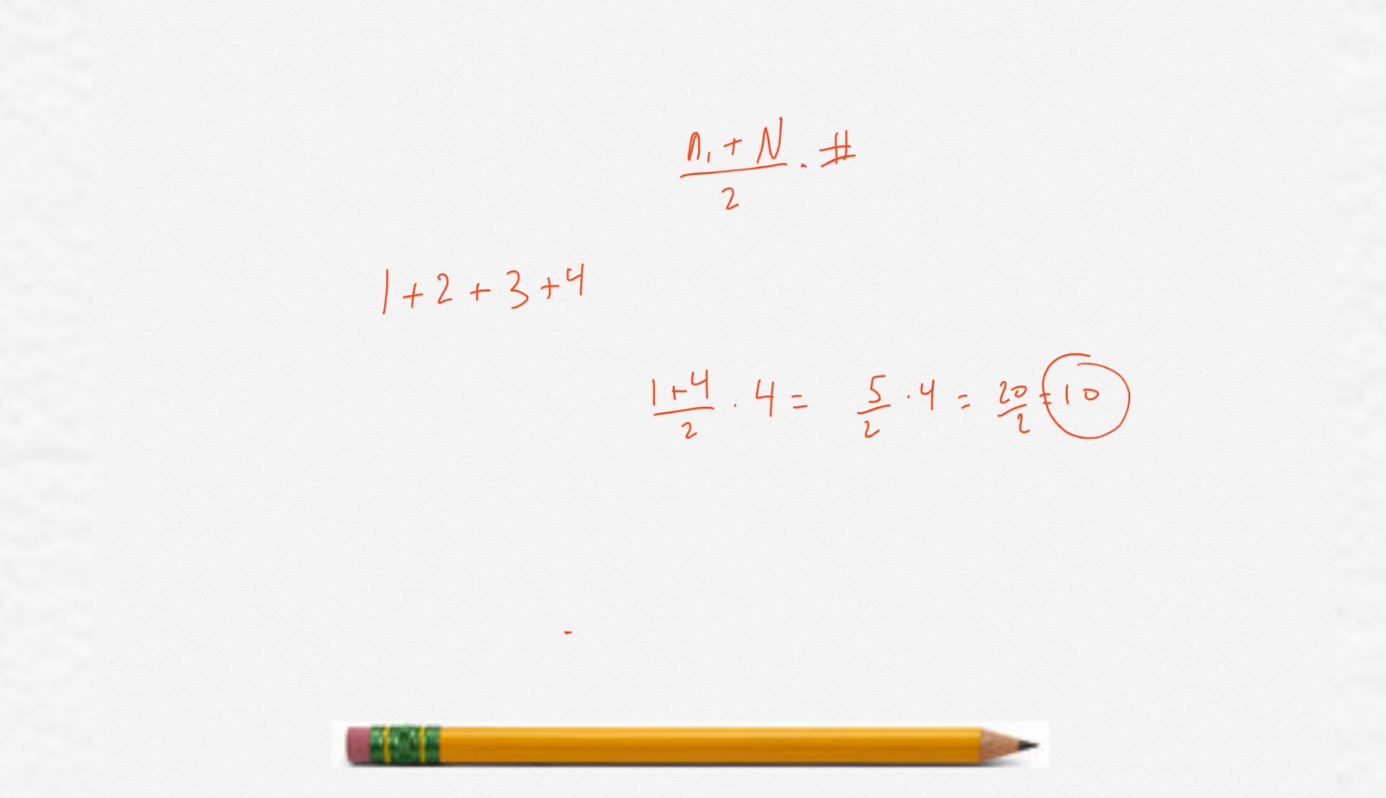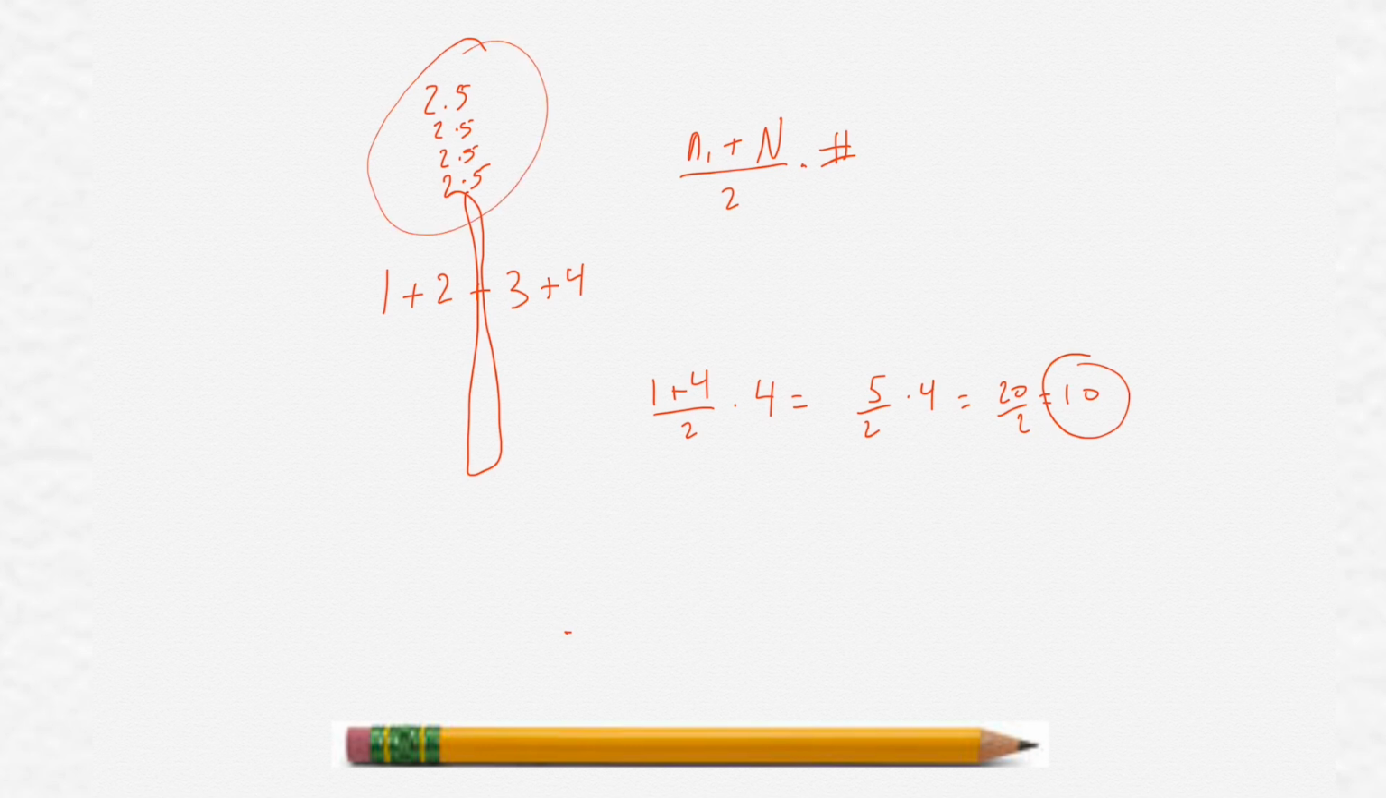And by the way, one of the reasons why this makes sense is it's like taking the average, which is 2.5. The average is always the first number and the last number divided by 2. That's the average of every number, and it's just like adding 2.5 4 times. That's essentially what we're doing.